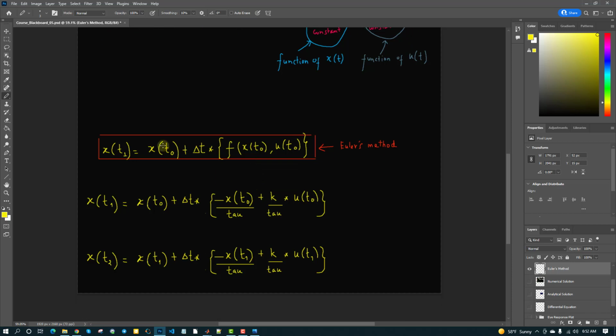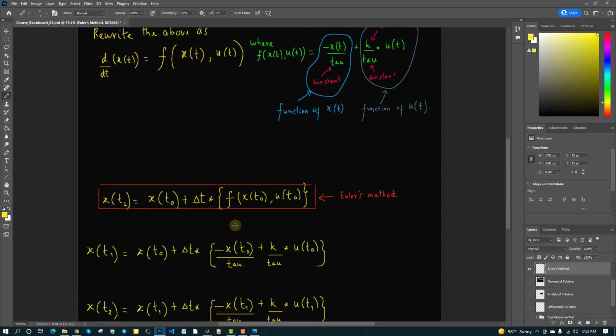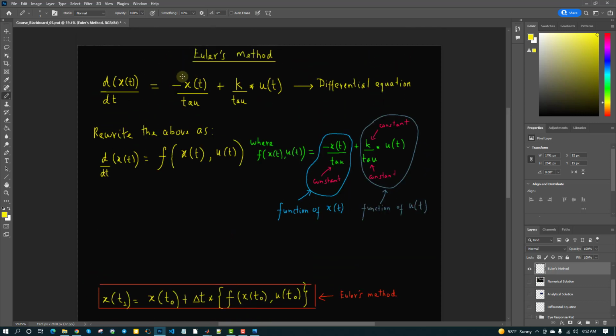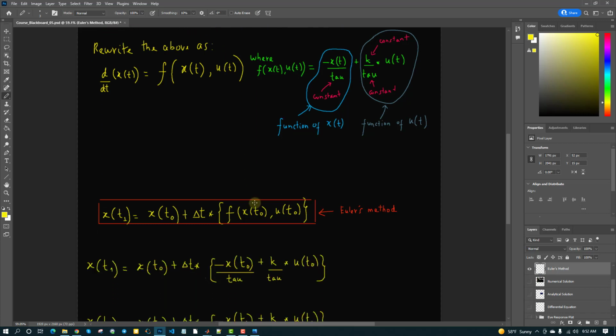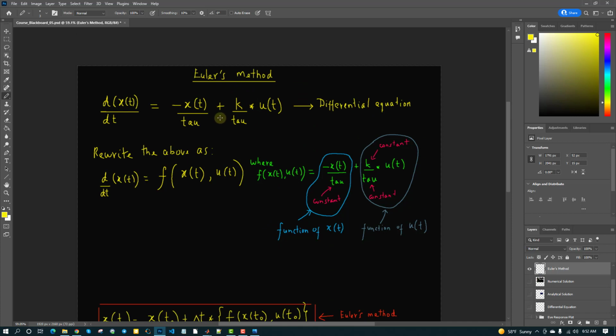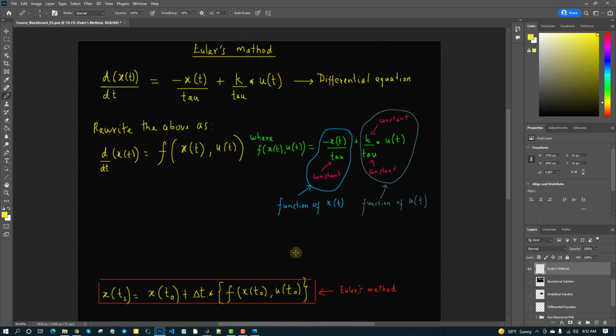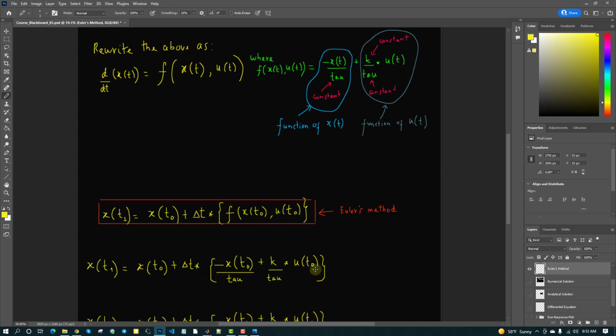Okay, I'm going to apply Euler's formula for time instant 1. x of t1 equals x of t0 plus delta t multiplied by f of x of t0 and u of t0. f of x of t0 is nothing but this part evaluated for time instant t0, which is minus x of t0 divided by tau, and this one is just the right-hand side, the second part evaluated for time instant t0.